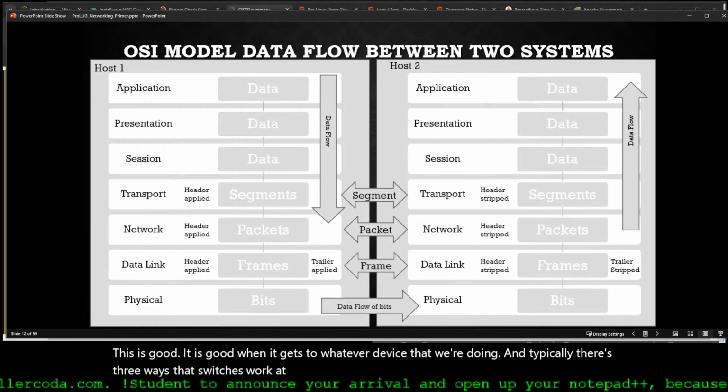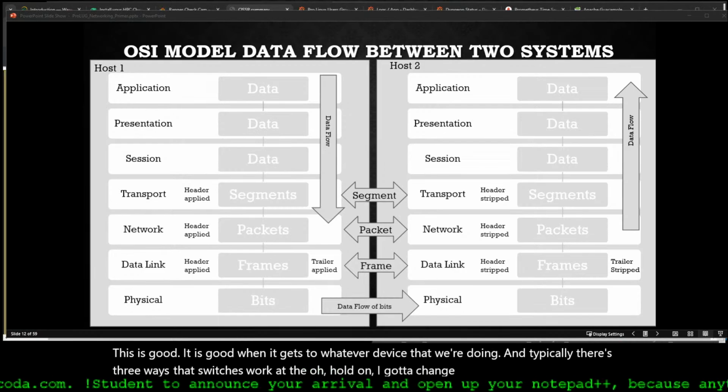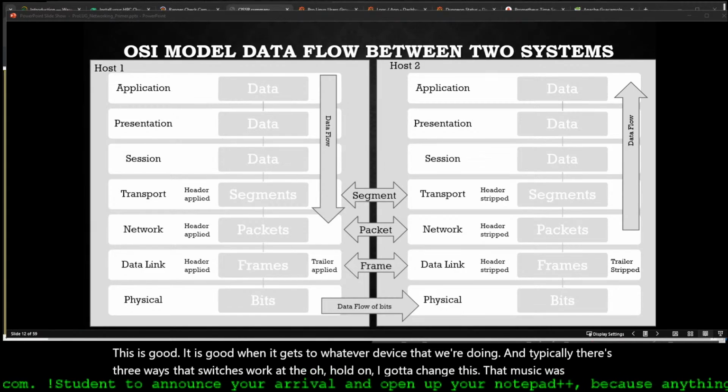Oh, hold on. I got to change this. That music was terrible. That was enough of that. All right.